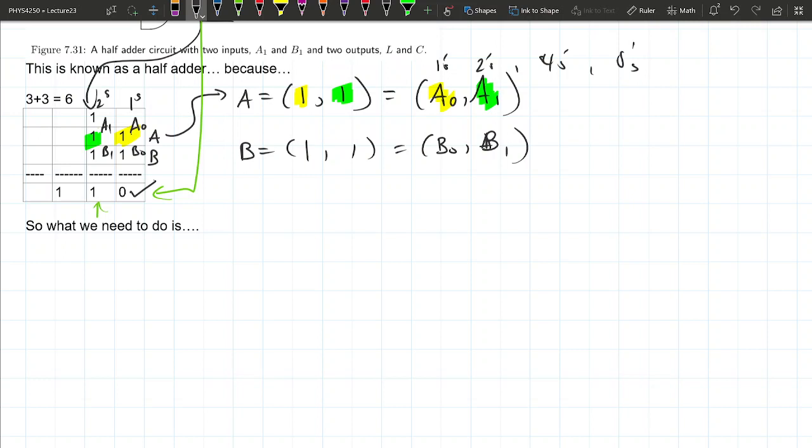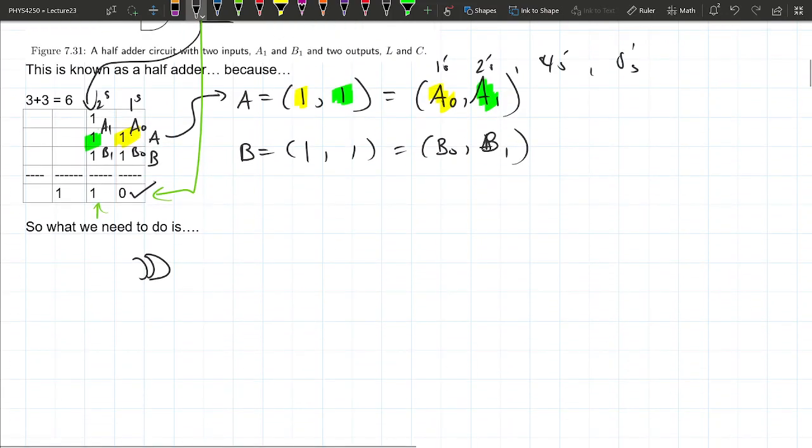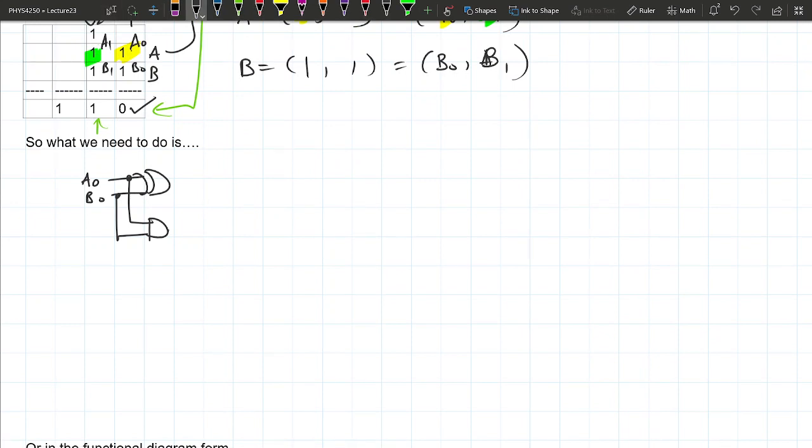Let me see if I can draw this properly. So you get an XOR gate. I'm just copying the half adders from up here. I'm going to pipe in the A0 input here, B0 input here. And then there's an AND gate underneath it, connected the same way. And then I'm going to line up another half adder here.